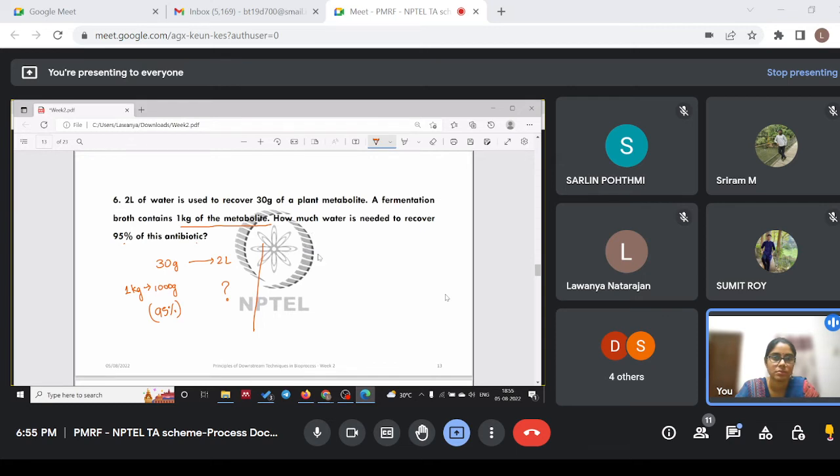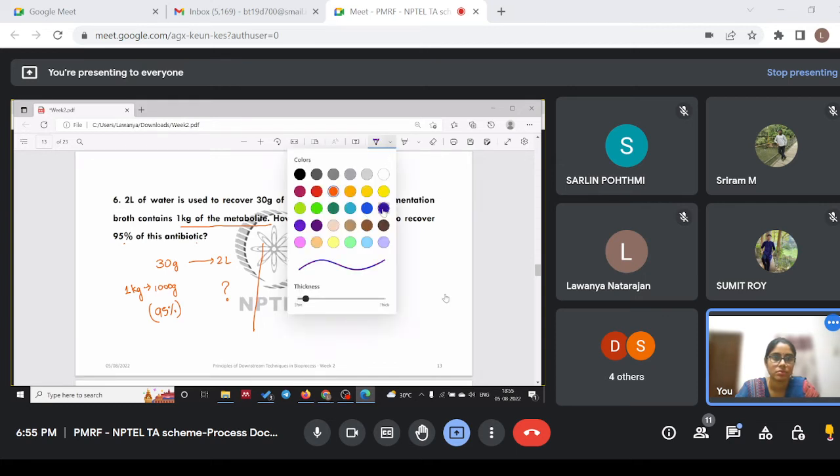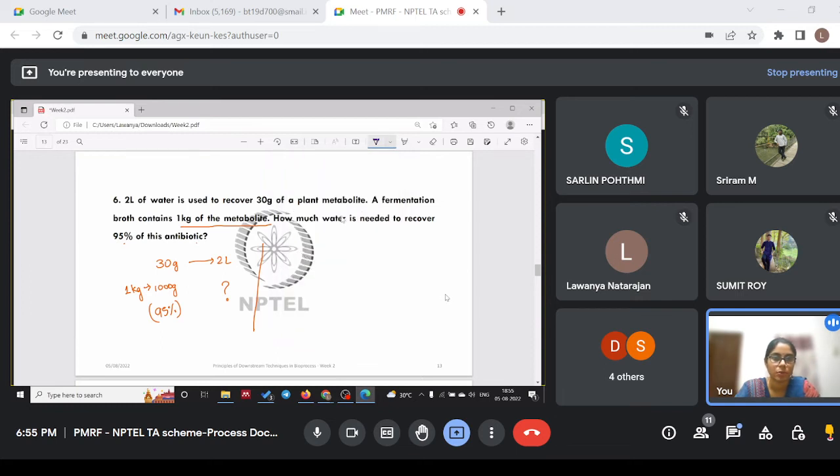Is this color visible? We'll take this. Yes. So 0.95 into 1000 grams, right? What does that give you? 950 grams. So this is your target value, or the amount of metabolite you are essentially going to recover. So for 30 grams you need 2 liters. For 950 grams, how much do you need?